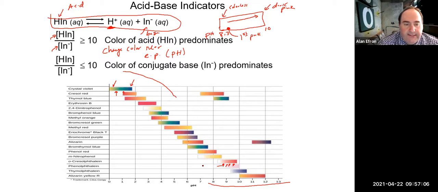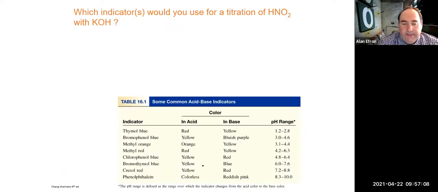Any questions on indicators? So take a second. Here's a list of some indicators. And again, they're different colors in the acidic or basic range for which they work. Decide which one would be a good choice for this titration of HNO2, nitrous acid, with potassium hydroxide. So take a moment and think about which ones from that list would be a good choice.